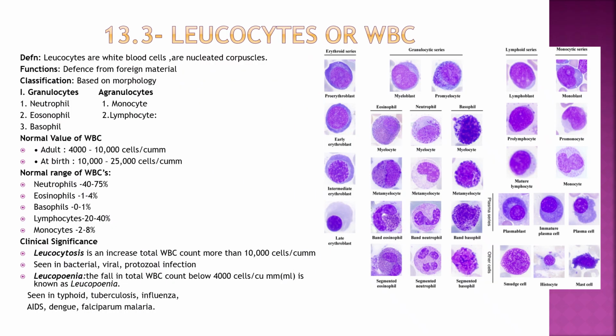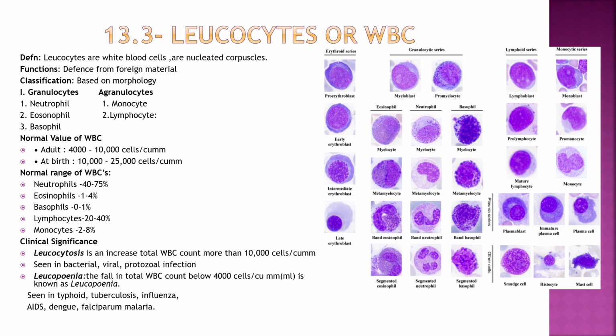The next parameter from the CBC is leukocytes, also called as white blood cells or corpuscles, and they are nucleated corpuscles, and based on the morphology they are divided into granulocytes, which consist of neutrophil, eosinophil, basophil, and agranulocytes, that is granules absent in the cytoplasm, and they are of two types, lymphocytes and monocytes.